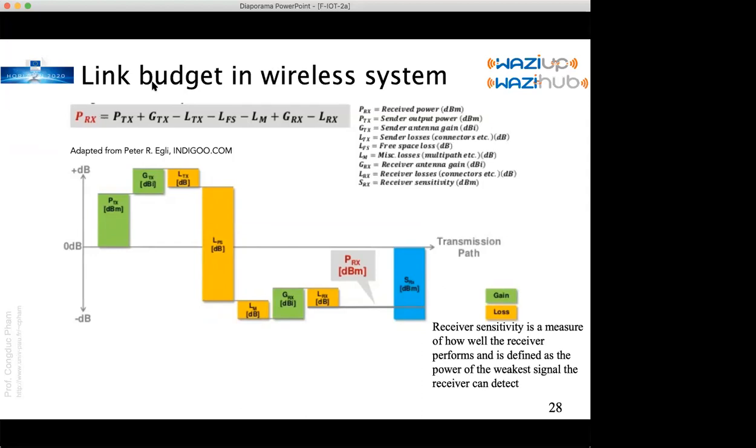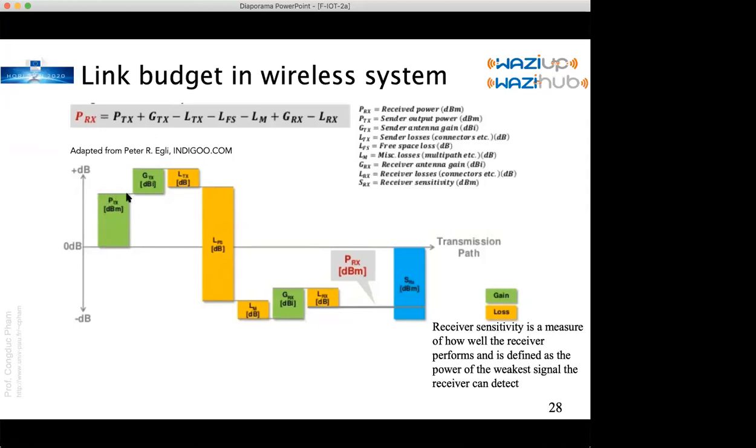Let me explain a little bit this slide. Everything in green is the gain. So the power transmission is a gain. Everything in yellow is the attenuation, it's the loss, okay?